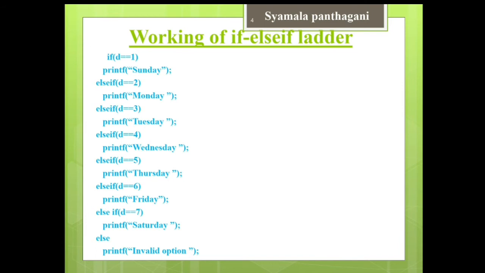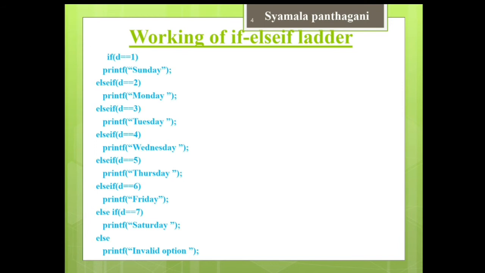Not only for the days of a week, we can write months of a year, or likewise we can write so many cases like this. But at last, I have written invalid option because if we take values more than 1 to 7, in this case no variable should compare. That's why the compiler just goes to the last one and prints invalid option.